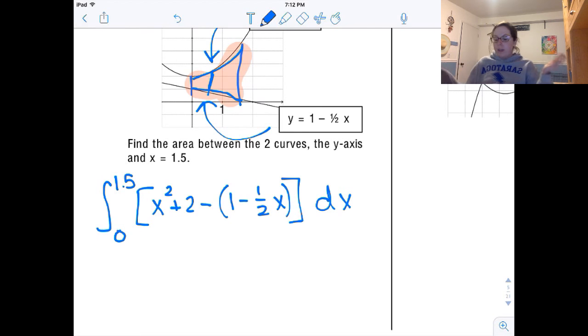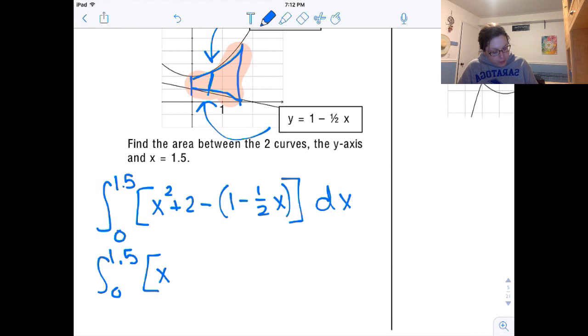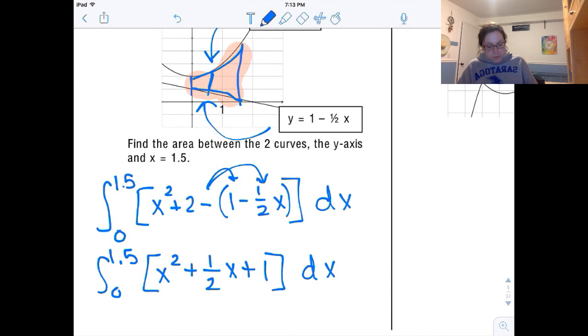Actually integrating this, let's say we need to do this by hand. In a calculator, throw it in, you're done. But let's actually do this integration. So I would do the integral from 0 to 1.5, and I'm going to simplify whenever possible. It's just going to make my life easier. So this would just be x squared. There's no other terms with that. Remember to distribute this out, so that would be plus 1/2 x. And then I've got 2 minus 1, so that's plus 1 dx. That's what I need to integrate here.